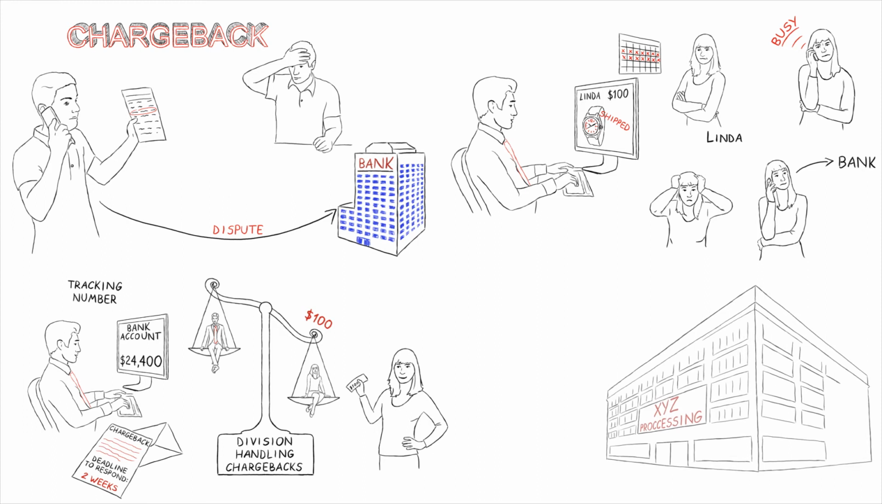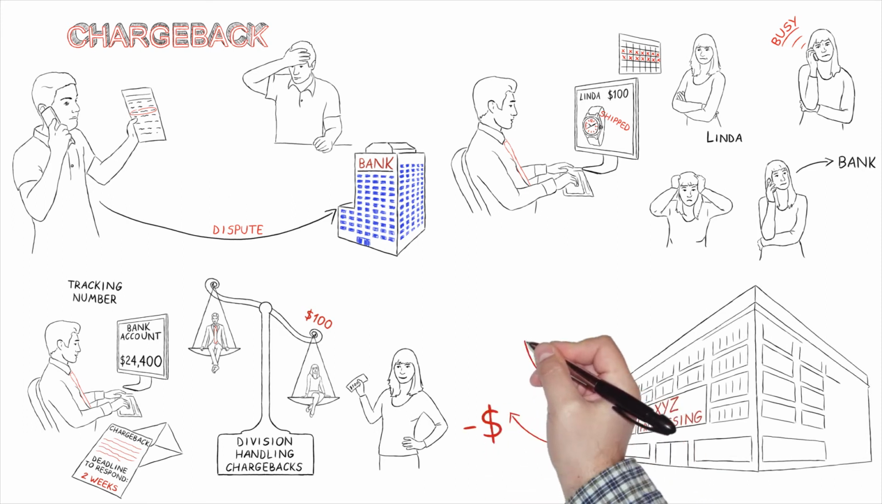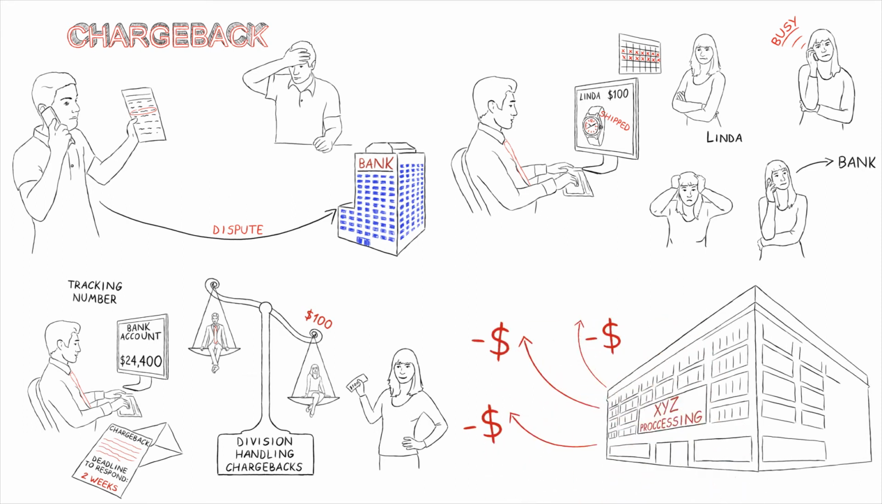So let's look at how chargebacks can cause monetary losses to a credit card processing company. At the end of the day, the credit card processing company is responsible for covering those chargebacks and ensuring customers receive their money back if it's determined they are owed it. Let's look at one possible example using Jason to show how losses can occur.